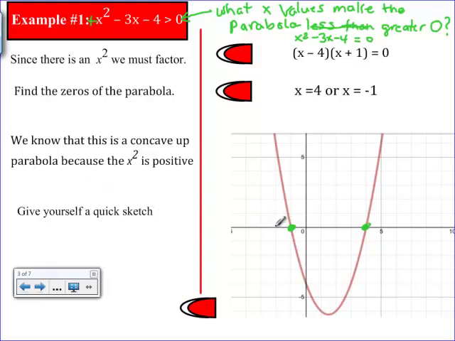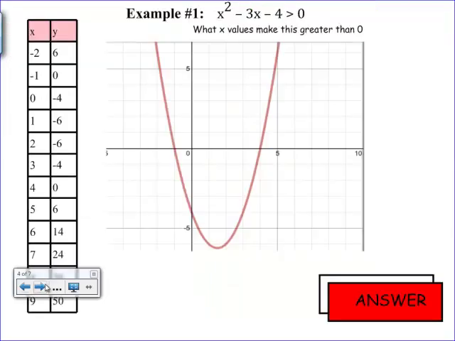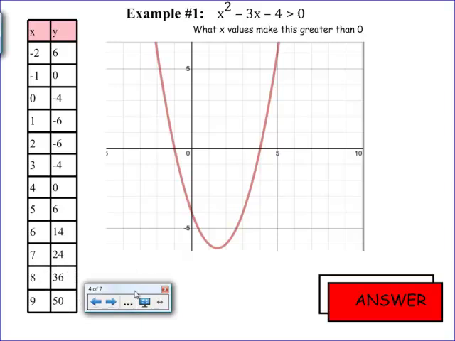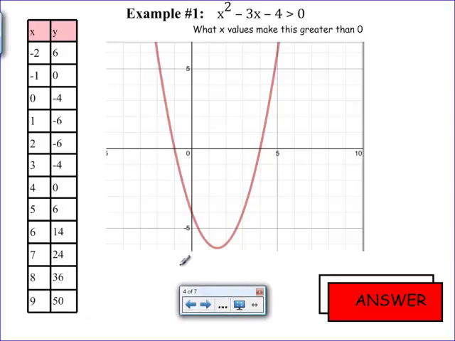All right, but this is asking me all the x values that make the parabola greater than 0. So here's a clearer picture of it. And now here's my table. If I put a negative 2 into my equation, is my y value greater than 0? Yes, in fact, I get 6. So negative 2 is an answer.